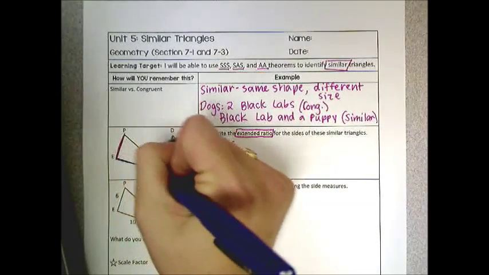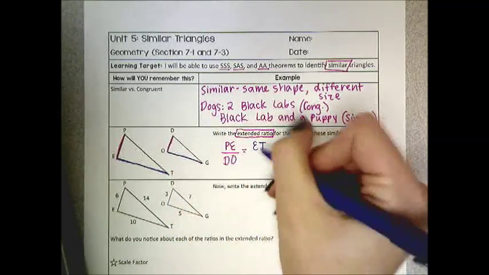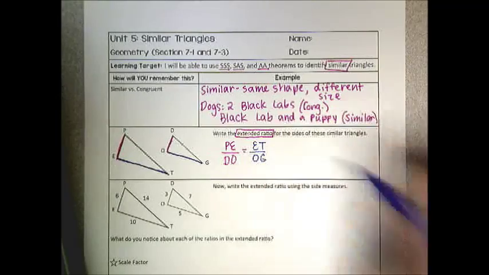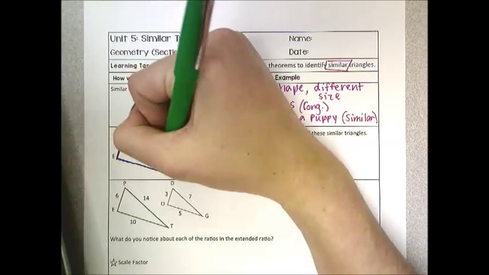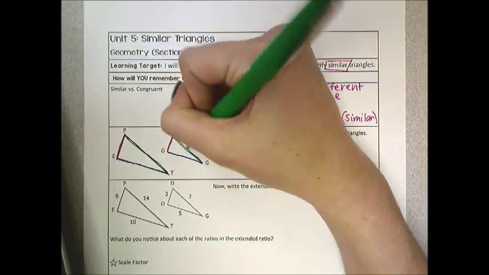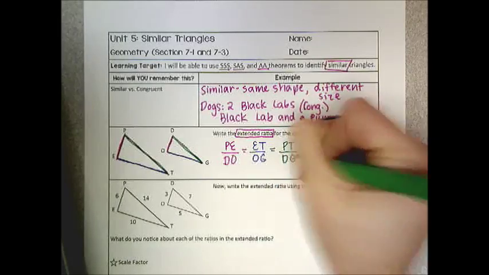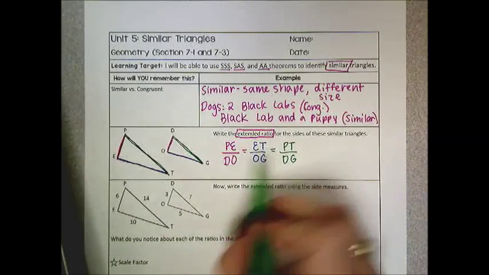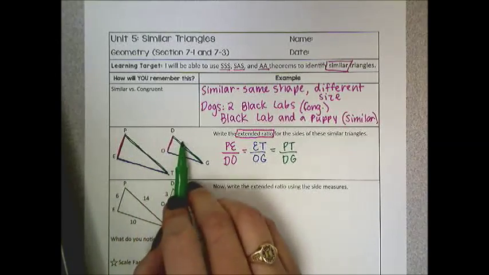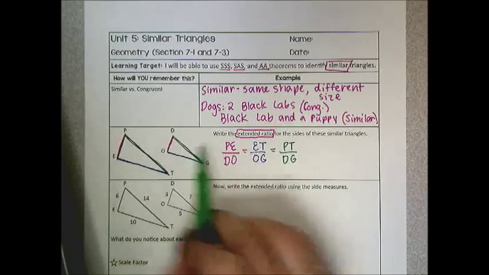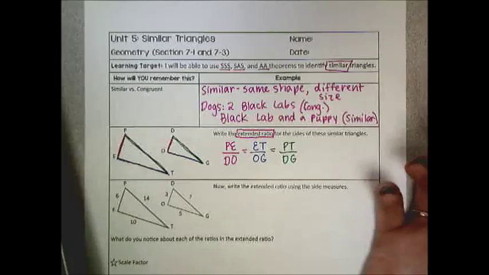Next up, I have side ET, which compares to OG in the other triangle. And then last but not least, PT and DG. You might see that I wrote an equal sign between each of these. Because these are similar triangles, the ratio between the similar sides in the two triangles is going to be the same ratio. If they are the same ratio for each of the compared sides, then you know that, yes, those are similar triangles.